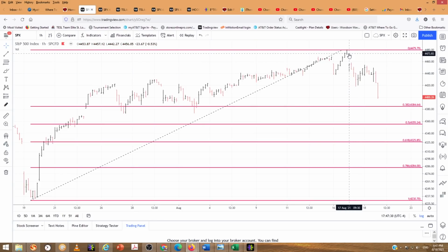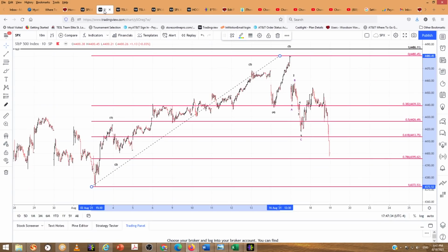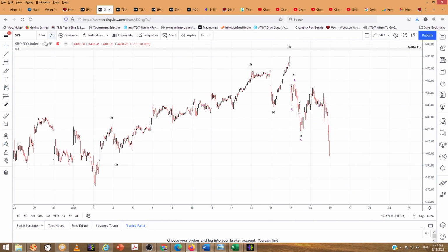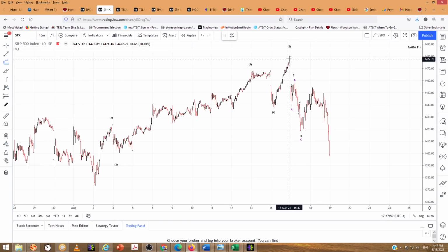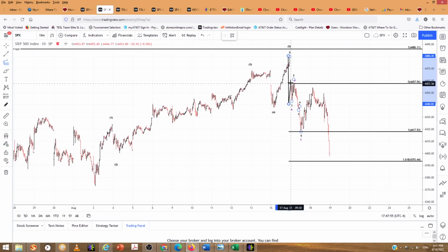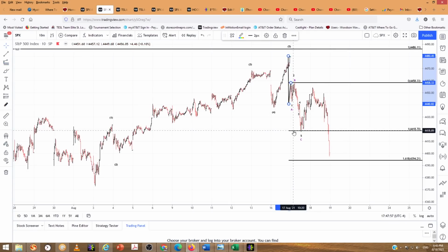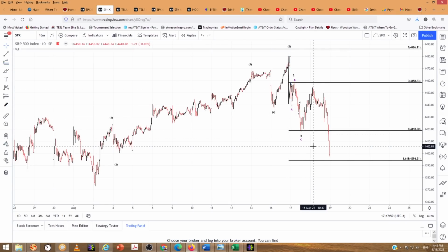We're going to look at this correction or this move down a little closer here. You can see we've got a couple different counts. We've got an A, B, C in purple, and we have a 1, 2, 3, 4, 5, 5 waves down and 3 waves up. Let me remove that. Let's see what we have here as far as an extension. This is either 1 or A. That's 2 or B, and you can see that hit right on the 1-to-1 ratio there.